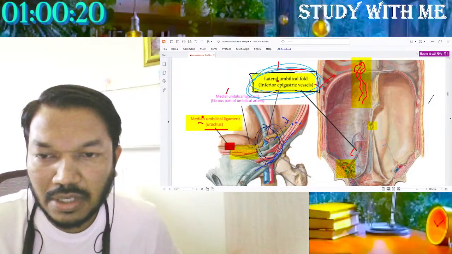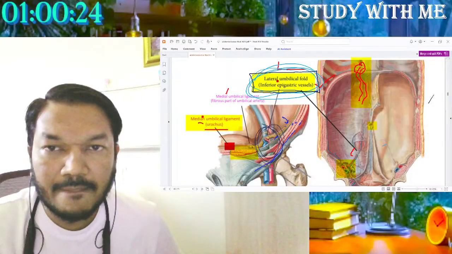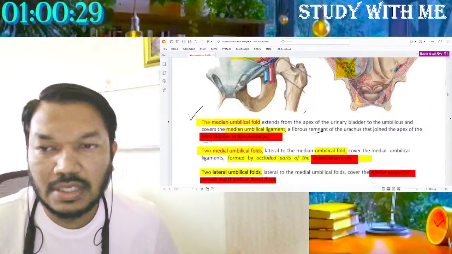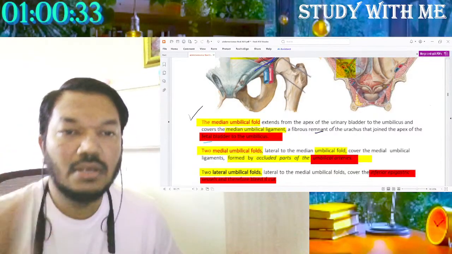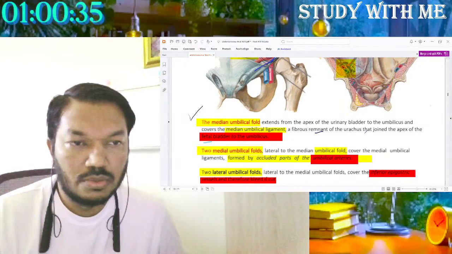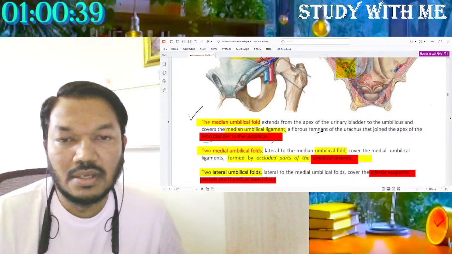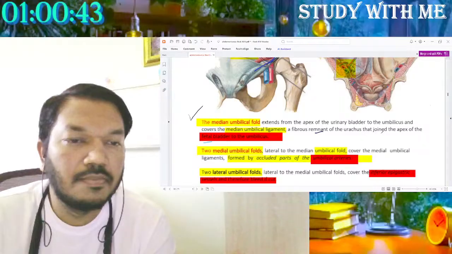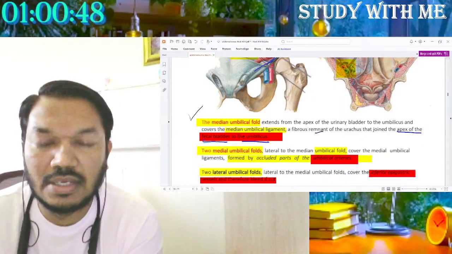Median umbilical ligament, urachus, okay. Lateral umbilical fold. Here's something. The median umbilical fold extends from the apex of the urinary bladder to the umbilicus and covers the median umbilical ligament, a fibrous remnant of the urachus that joins the apex of the fetal bladder to the umbilicus.